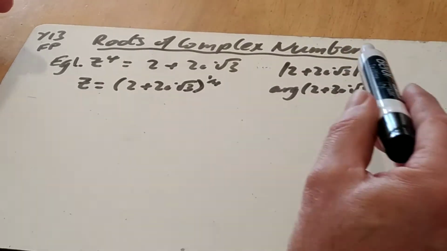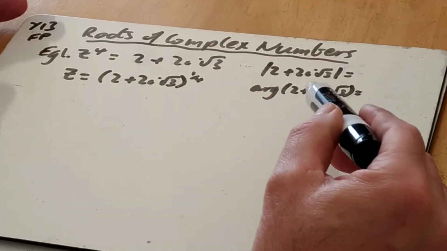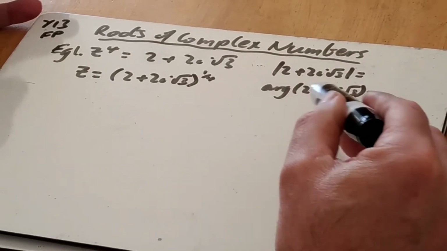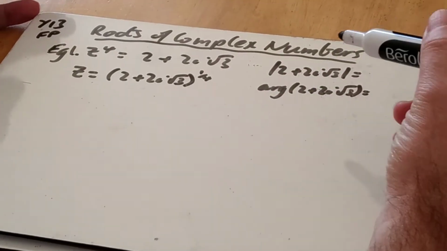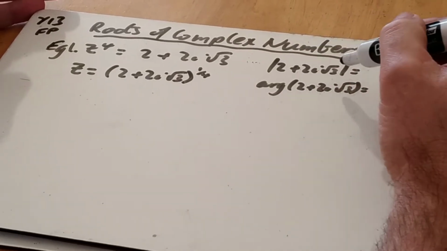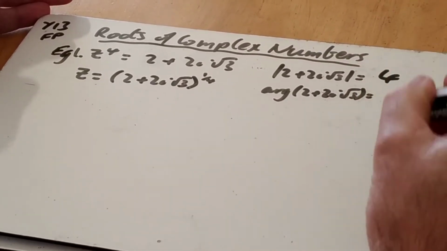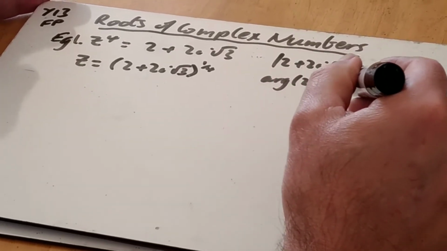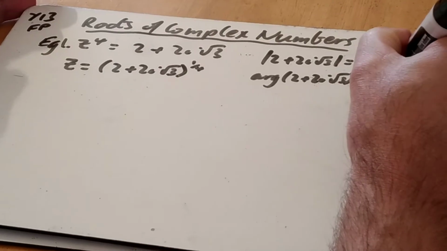So we start off by looking at the complex number and getting it into a different form. I need to look at the modulus of it and the argument of it. So I'll look at 2 plus 2i root 3. The modulus is the root of 4 plus 12, the root of 16, which is 4, and the argument is 2 root 3 over 2, which is pi over 3.